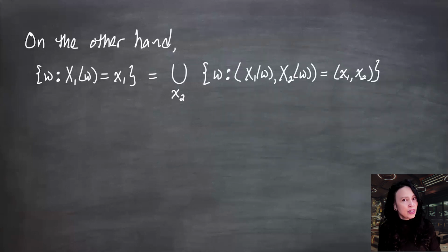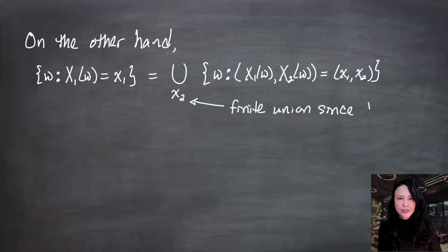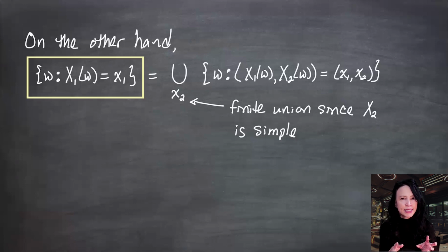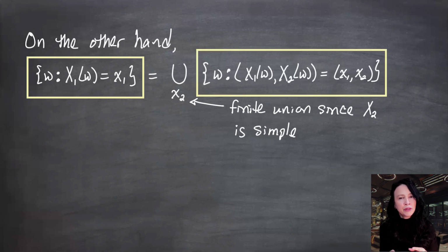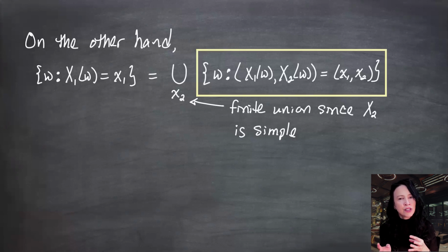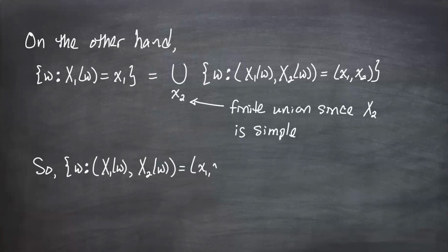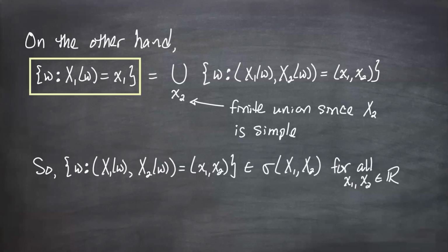Is this a countable union? We're safe here because we are talking about simple random variables. So the possible number of little x2s is finite, not only countable, but finite. So taking any little x1, forming this set as a union of these sets under the assumption that these sets are all in the sigma of x1 and x2, this union is a finite and therefore countable union. And that implies that this individual set is in there as well because it's written as a finite union of sets in the sigma fields.